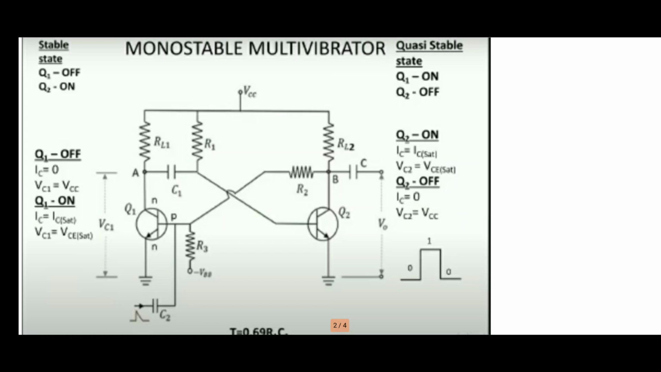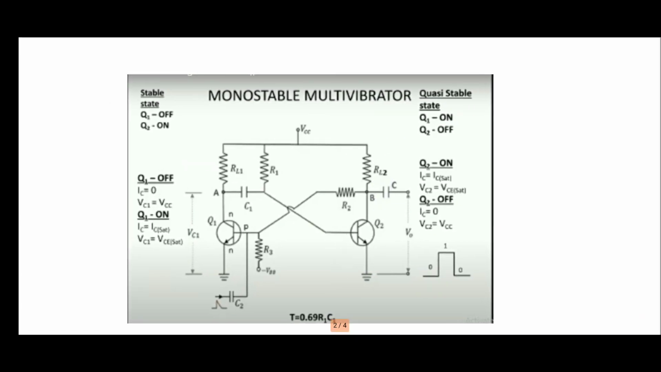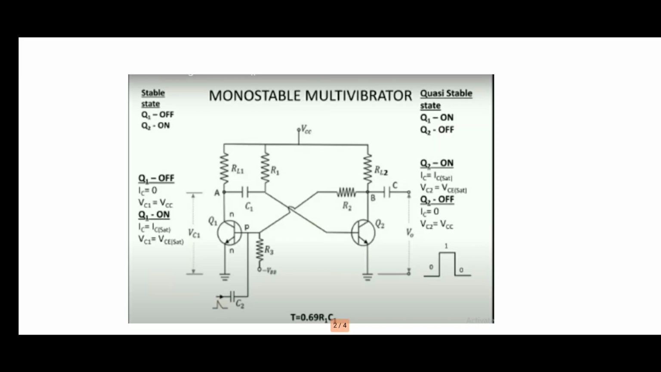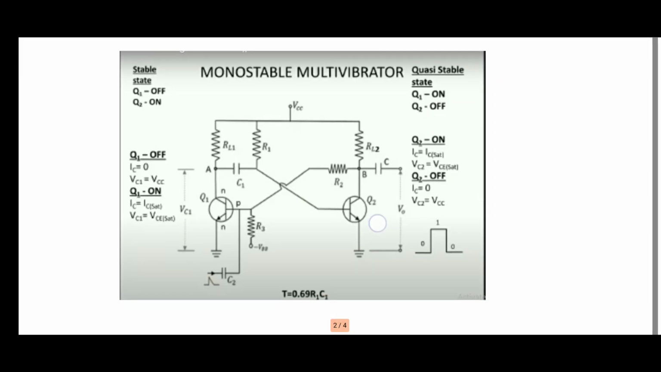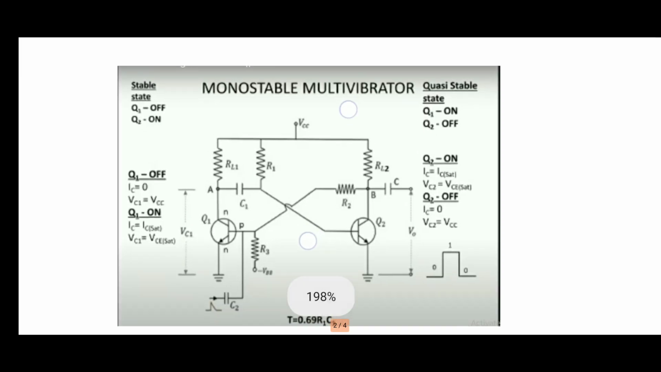Here this graph shows the concept clearly. When it is 0, Q1 is off and Q2 is on, and when it is 1, Q1 is on and Q2 is off. After some interval of time, this circuit changes from the quasi-stable state back into the stable state. The time t can be given as 0.69 times R1 times C1. So this R and C are the components which determine the duration of the transition.